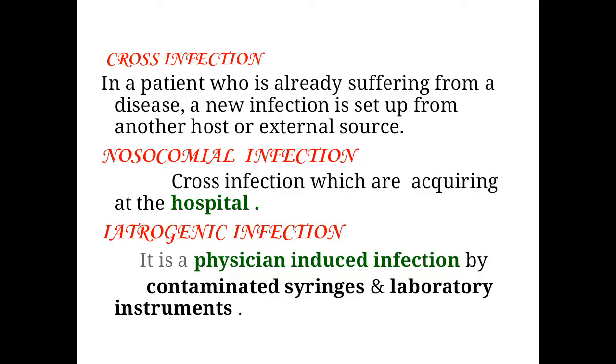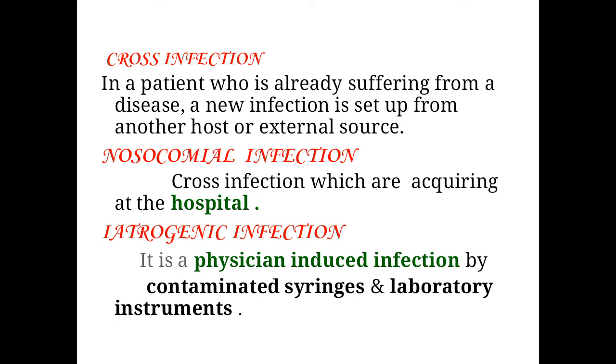Cross infection. In a patient who is already suffering from a disease, a new infection is set up from another host or external source. It is known as cross infection. Means the patient is already suffering from another disease and a new pathogen will again set up in the body. Then it is known as cross infection. Nosocomial infection. Cross infection which is acquired at the hospital is known as nosocomial infection.